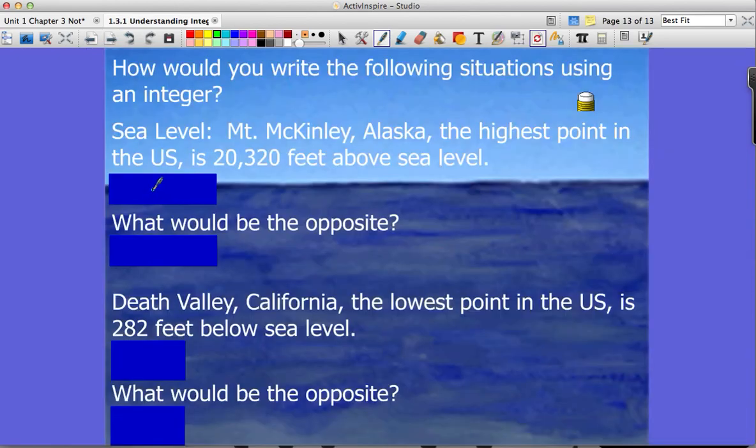All right, so what I want you to do on Edmodo, you are going to have an Edmodo quiz, and I want you to look at the situations and tell me how you would write the following situations as an integer, and then I also want you to identify what the opposite of that integer would be.